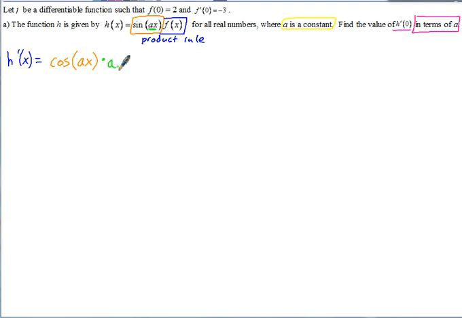So in the product rule, that's just the derivative of the first one. But then the product rule says we have to multiply by the second one as it is, which is f of x. And then the next thing that goes to the product rule is plus, and we have the first one as it is, so we leave it sine of ax. And then times the derivative of the second one, well, the derivative of f of x, we just write as f prime of x.